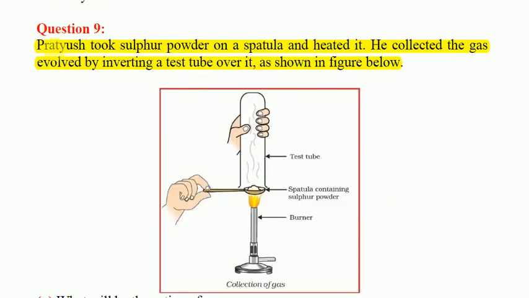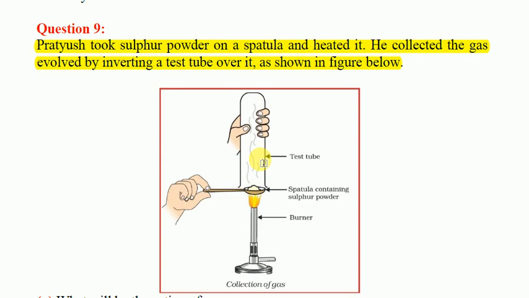Okay, students, let's look at one small experiment. Pratyusha, one girl, has taken a small amount of sulfur. When she starts heating the sulfur and it burns, some vapors are produced. She collects this vapor and asks about its nature. Here is a burner, a spatula with sulfur taken, and a test tube placed inverted to collect the vapors coming from the burning sulfur.